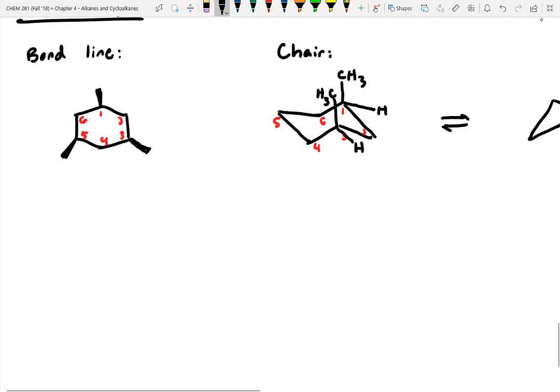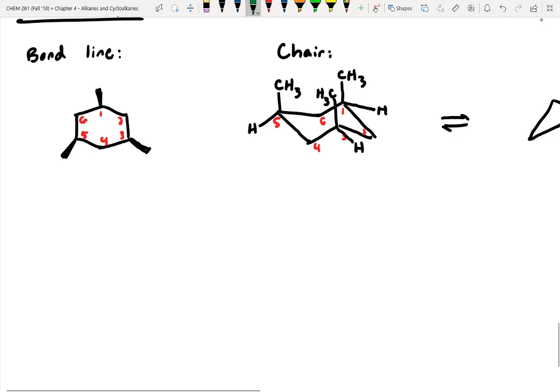Looks good to me. Let's go all the way over to 5. Again, we should have an axial substituent and an equatorial substituent. Where will the methyl group be? Axial. All right, so it looks like we've got our first chair taken care of.